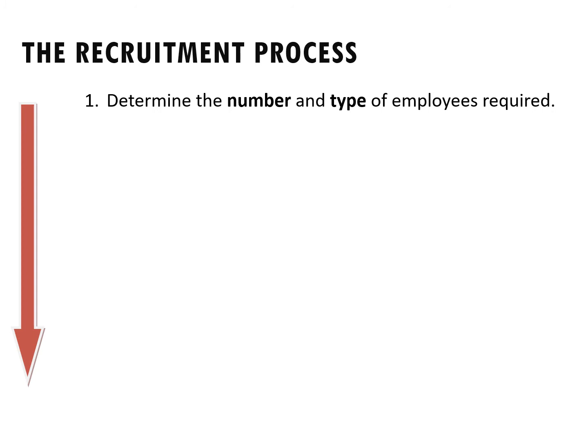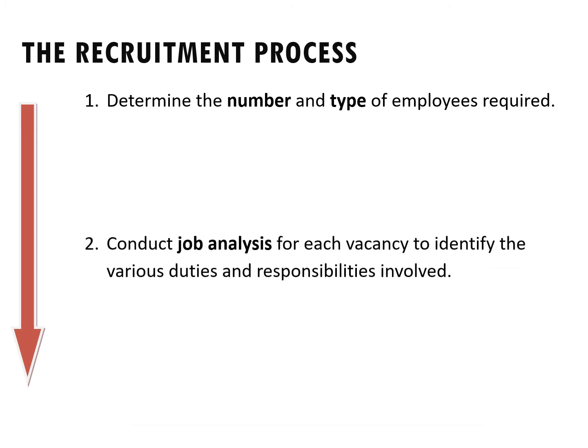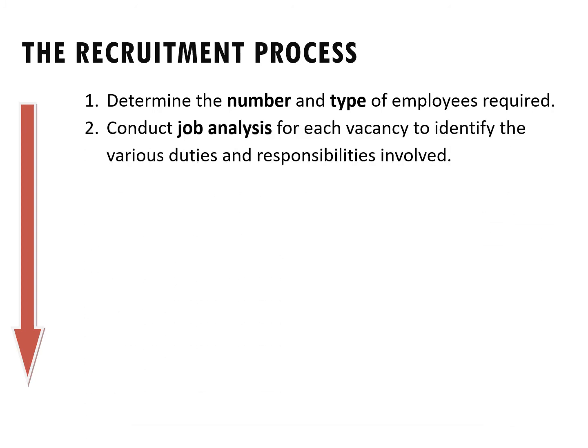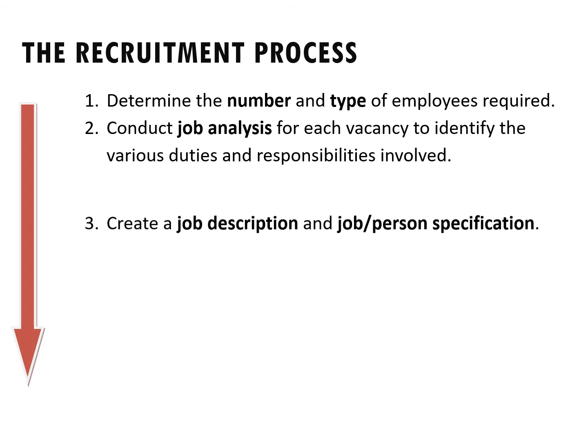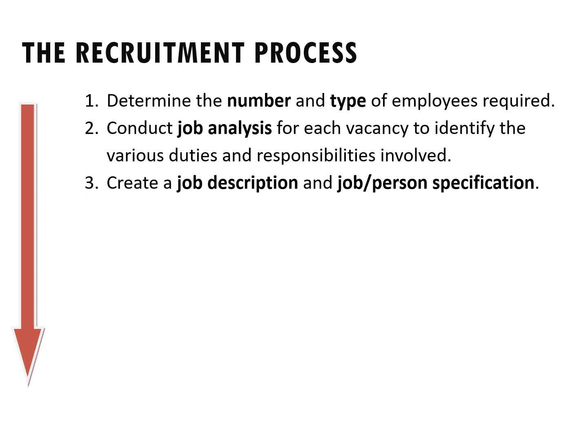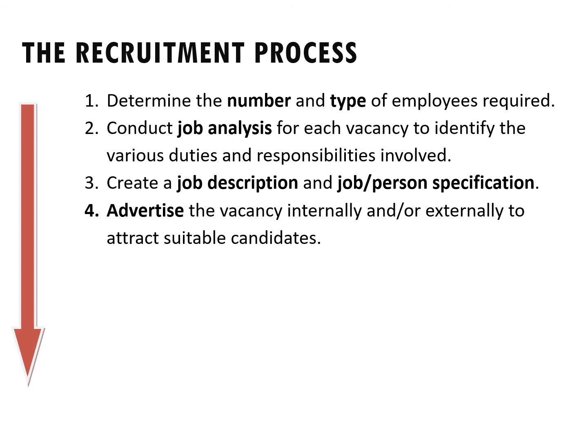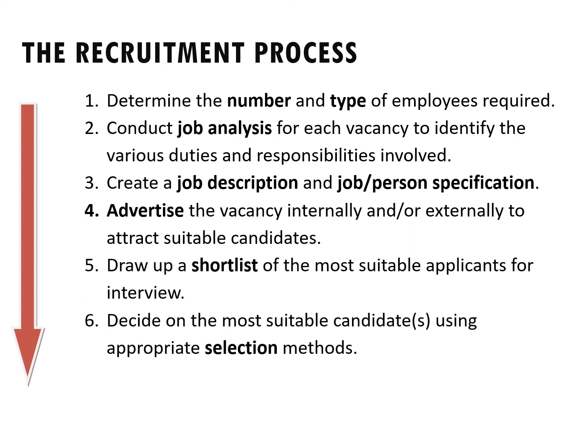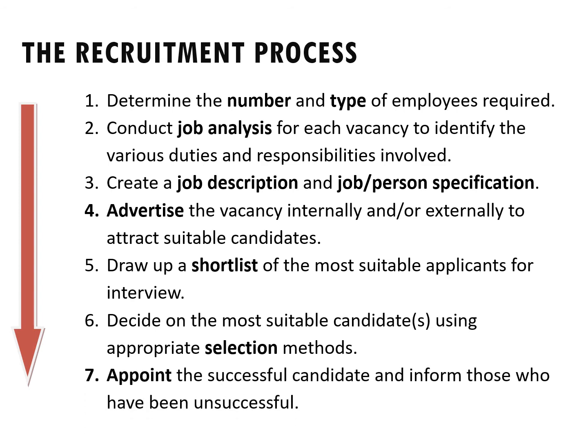So first of all, we need to look at the number and type of employees that we need. Then we need to analyze the jobs. What are these jobs entailing? What does the job entail? And what sort of people do we need to fill it? And we do that by then creating a job description and a person specification. We advertise internally or externally. We draw up a shortlist. We then select. And then once we've done that, we make an appointment. So this is the typical process through which we recruit staff.